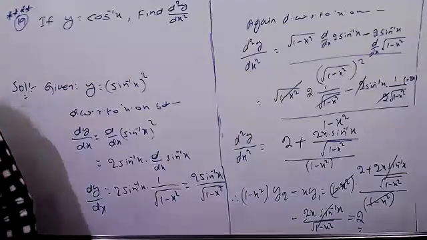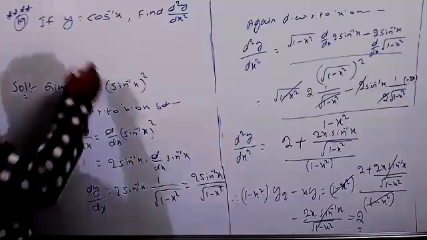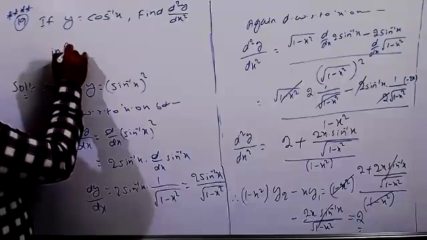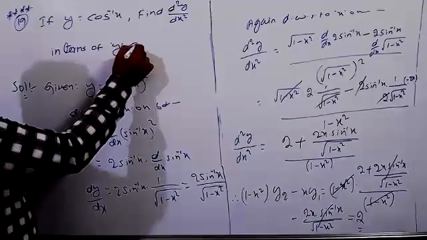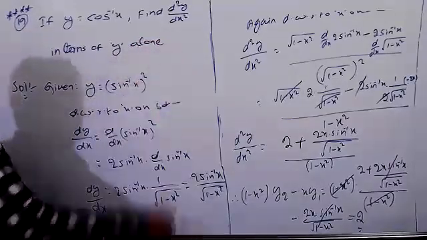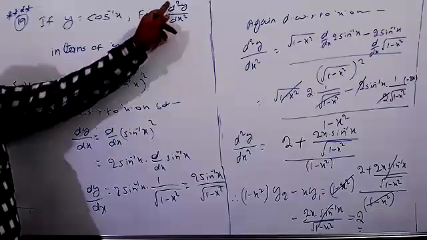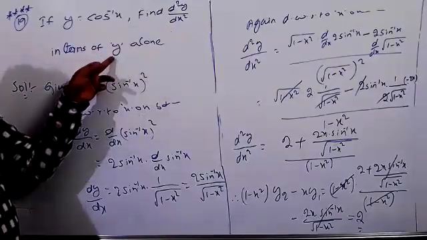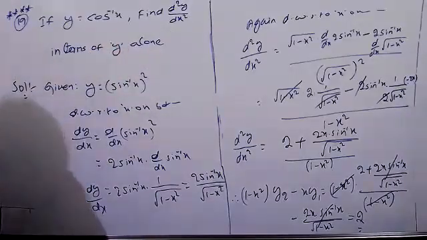Find d square y by dx square in terms of y alone. In terms of y alone, that means we have to get the result completely. d square y by dx square equal to, we should get in terms of y, not in terms of x. Yes, first complete this one. Let us start that.